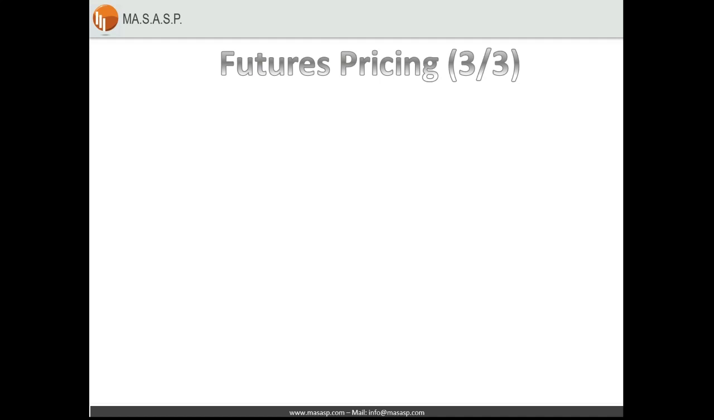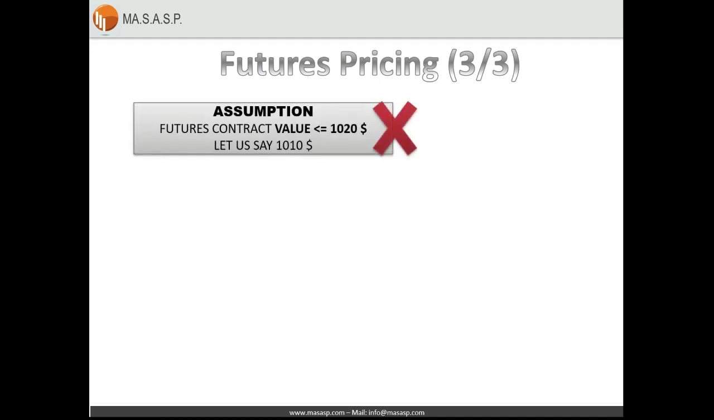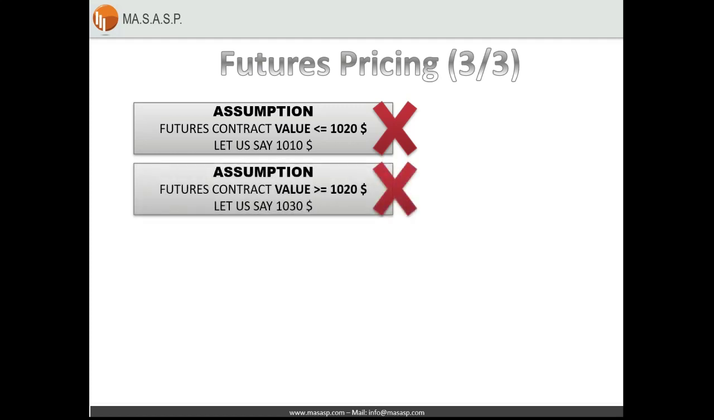Drawing conclusions. The first assumption of a futures contract price lower than $1,020 was rejected. The second assumption of a futures contract price higher than $1,020 was rejected. Hence, the futures contract price is exactly $1,020, which stems from the following multiplication factor applied to the current underlying price.